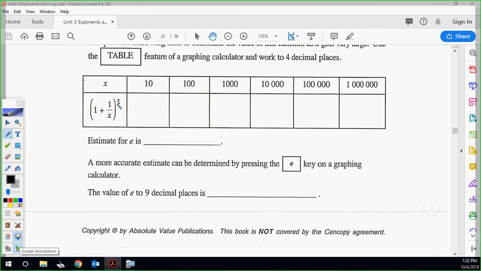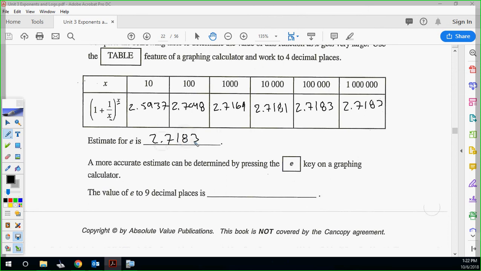Okay, so if we look at plugging in 10 for these x's, this is a function here, putting in 10. If I put 10, you're going to get 2.5937. If I put 100, 2.7048. If I put 1,000, 2.7169, 2.7181, 2.7183, 2.7183, and so we approximate the estimate to be that 2.7183 where it kind of levels off.